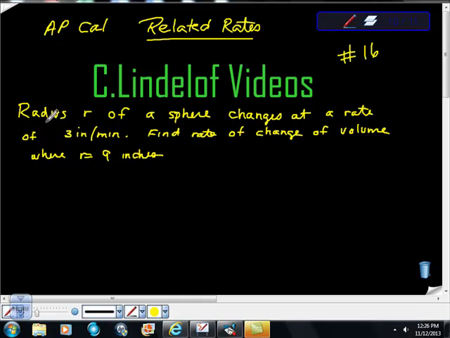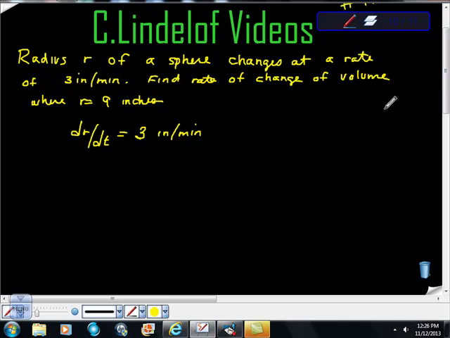So this says that the radius r of a sphere changes at a rate of this, so dr/dt. Remember, d is change, the change in radius over the change in time, and they give us that as 3 inches per minute. This is important if you're on a free response to write out these units. It's a horrible way to lose one of the 9 possible points. So let's make sure that we're being careful there.